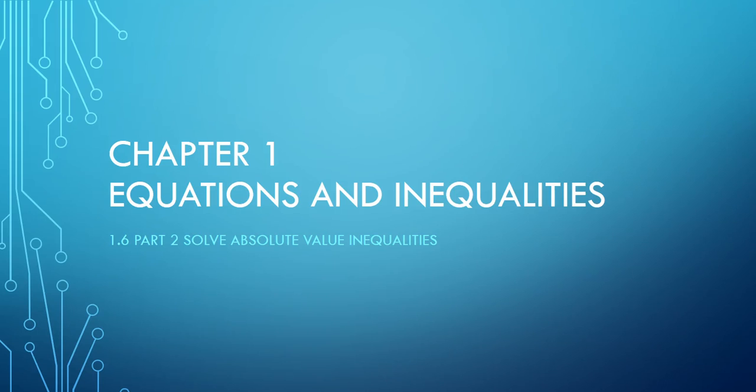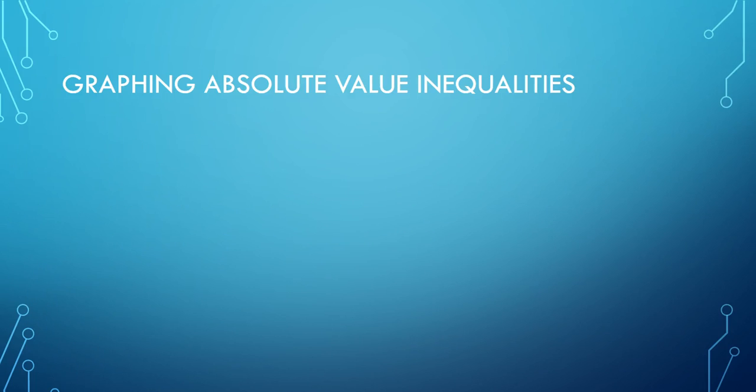This is section 6, part 2 on chapter 1, solving absolute value inequalities. So we have to build off the compound in part 1, and then also combine that with absolute value rules that we learned in solving absolute value equations. So, graphing absolute value inequalities.